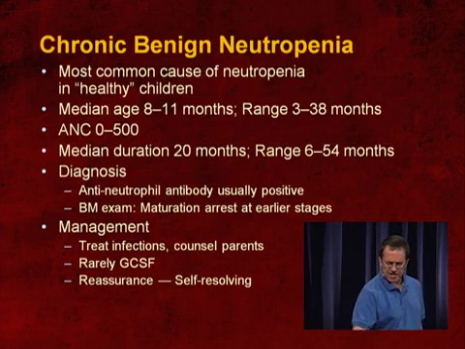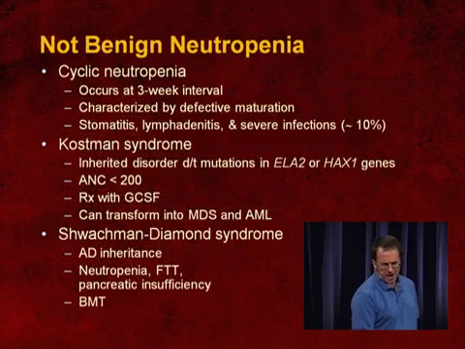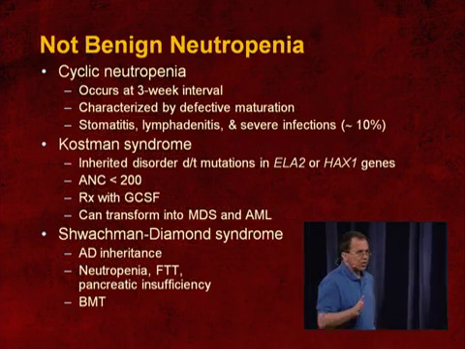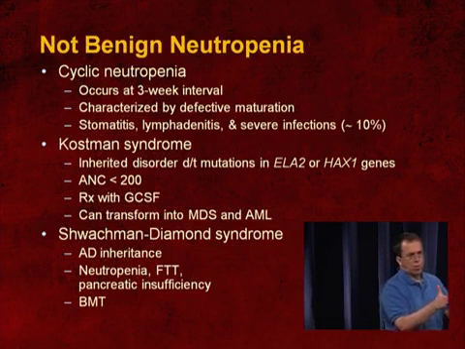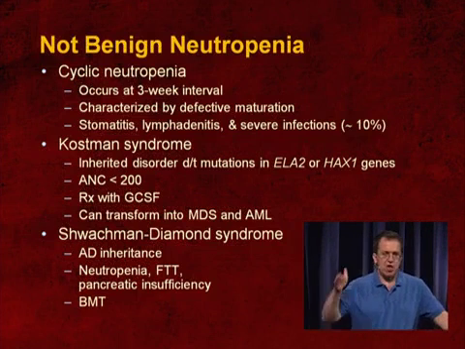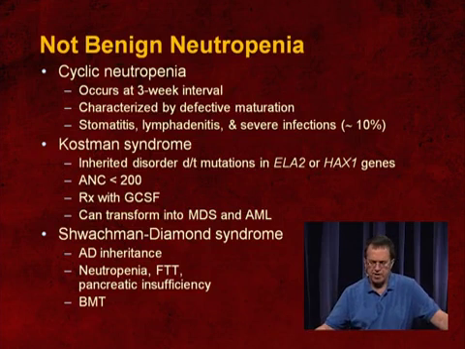And like I said, classically in that 8 to 11 months, usually gone away by just past their second birthday. So if that is benign neutropenia, what I want you to understand is the not benign neutropenia.